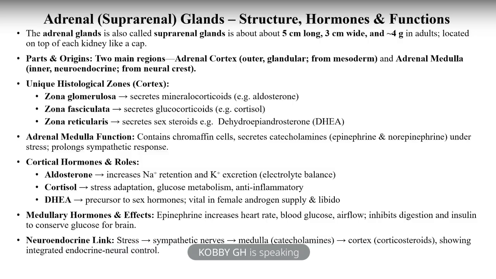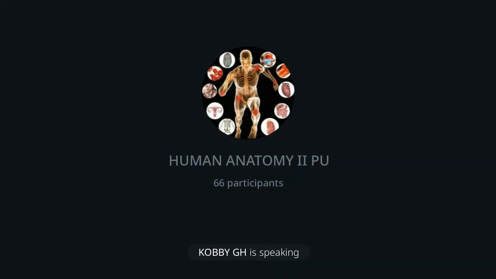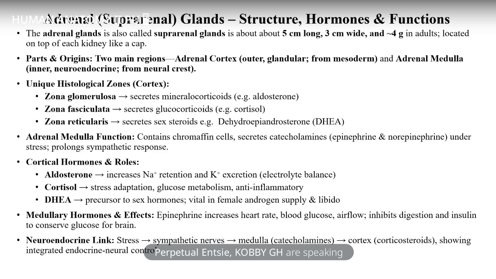Which zone of the adrenal cortex secretes the aldosterone? The zona glomerulosa. Which zone of the adrenal cortex secretes the sex hormones? The zona reticularis. Which zone of the adrenal cortex secretes the cortisol hormones? The zona fasciculata.